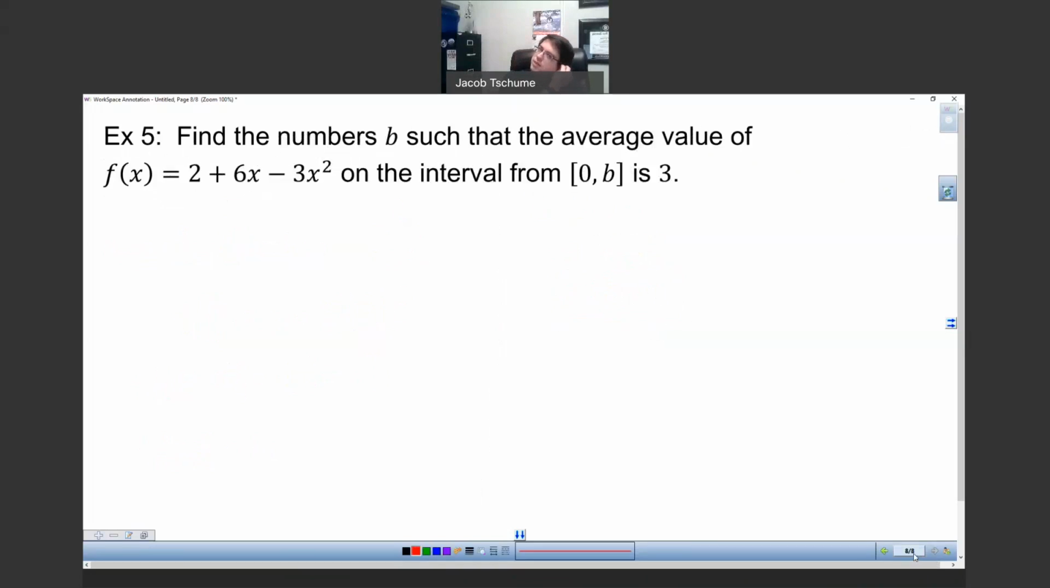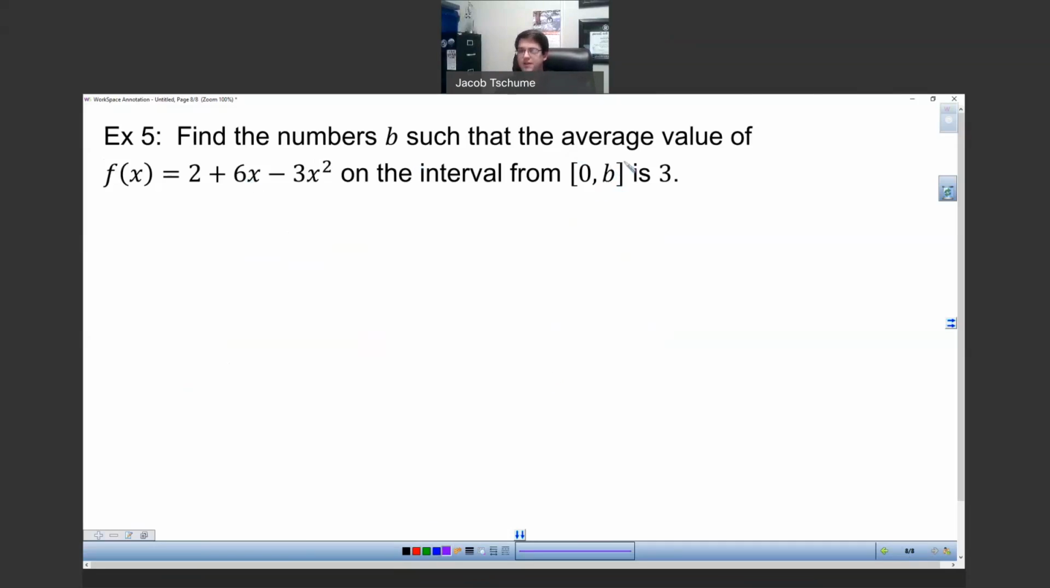All right, what if we change it up a little bit? What if I tell you what the average value should be and you've got to find another missing part? So example number 5, find the numbers b such that the average value of f of x equals 2 plus 6x minus 3x squared on the interval from 0 to b is 3. So you've got to find every single b value, because there could be more than one based on the instructions. Find all the b values that will make the average value of this function equal 3 exactly.